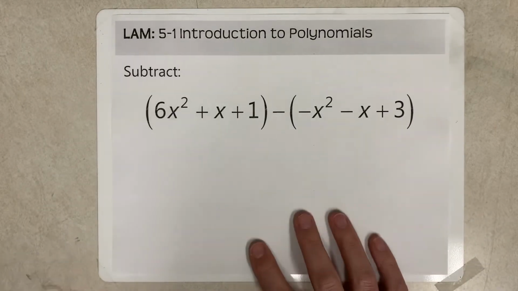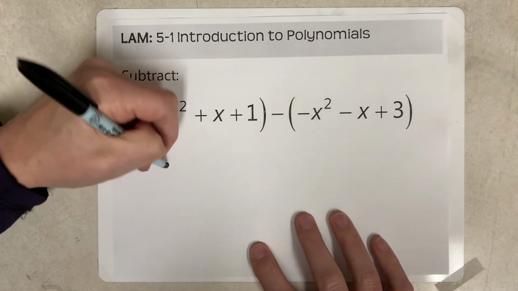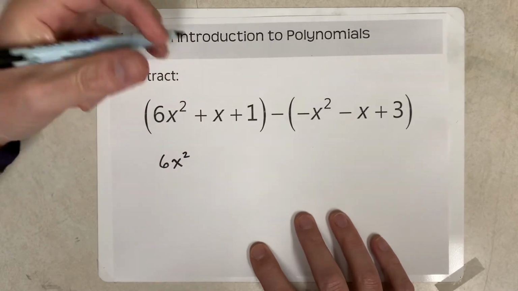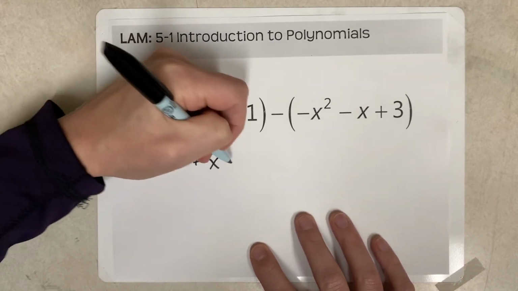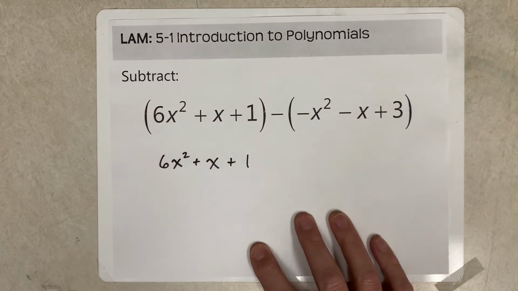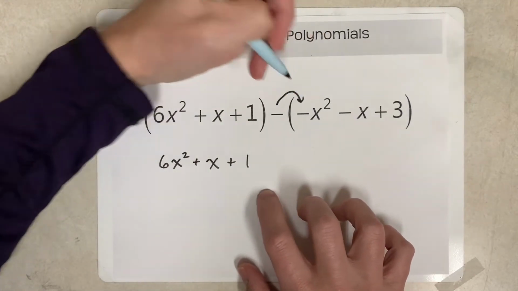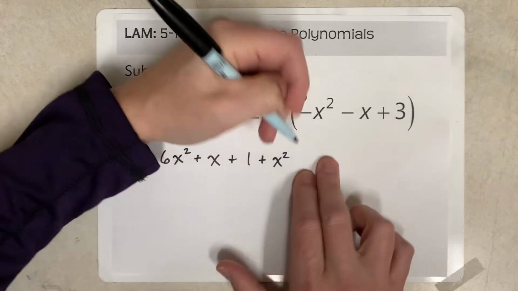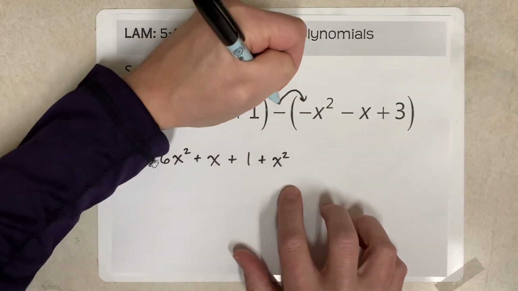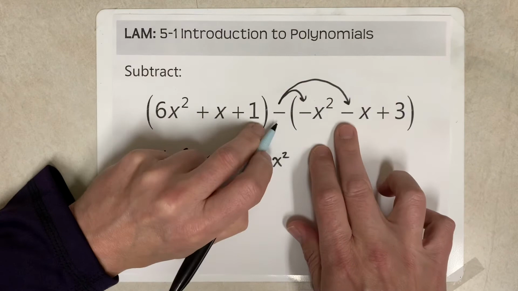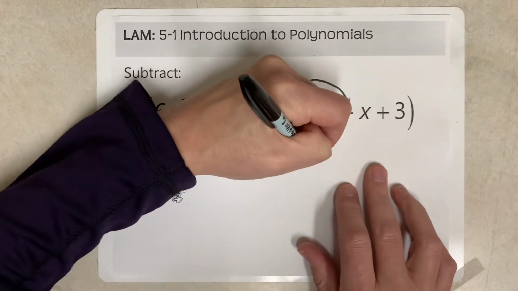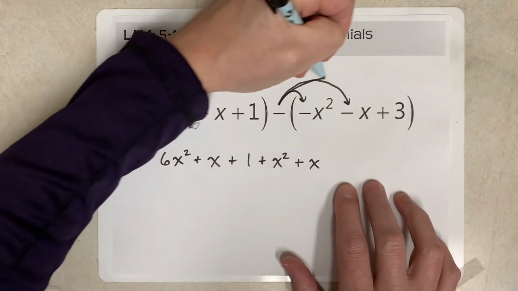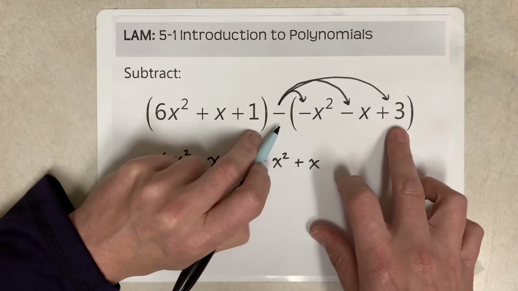Okay, another subtraction. Again, remove the parentheses. 6x squared plus x plus 1. Distribute plus x squared. Two negatives make a positive. Do it again. Plus x. And the third time, minus 3.